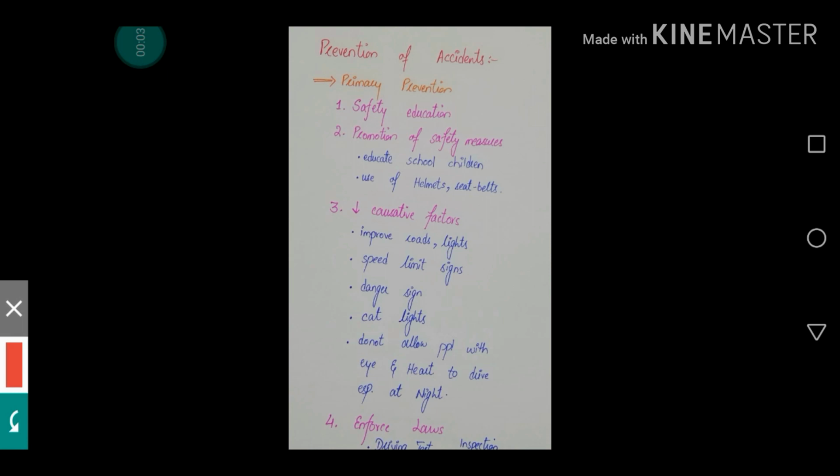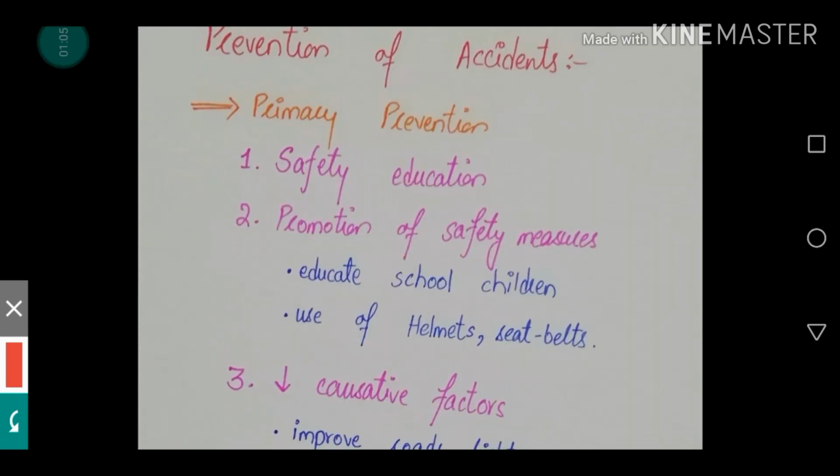Let us talk about non-communicable diseases. Number one, we will talk about accidents. Now, the prevention of accidents is further divided into primary prevention, secondary, and tertiary. So, let us get into detail.